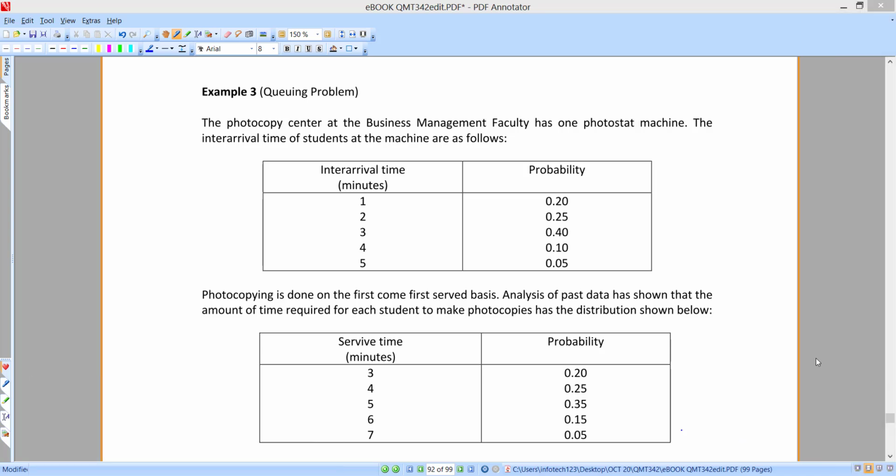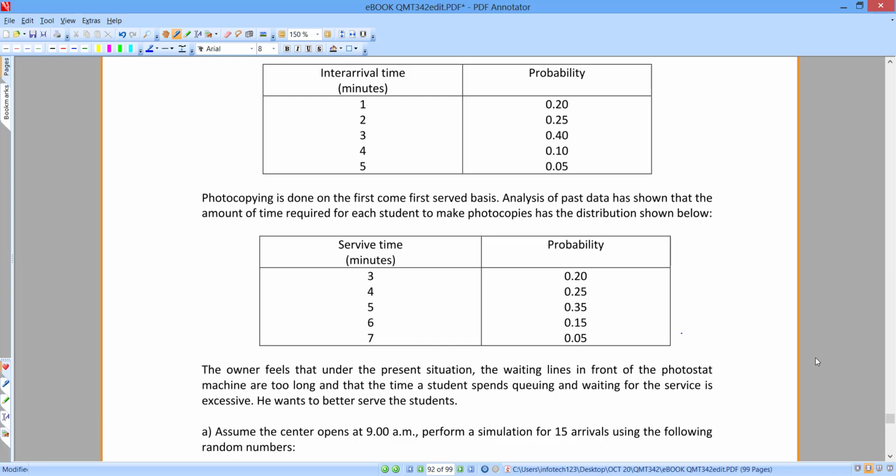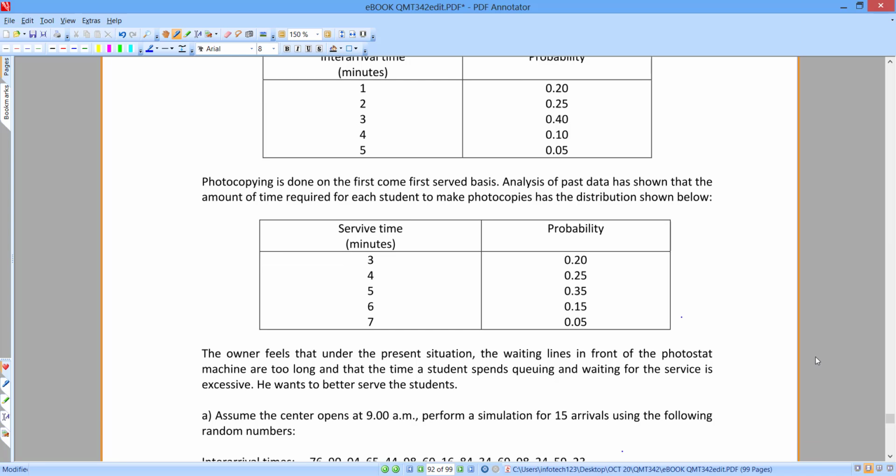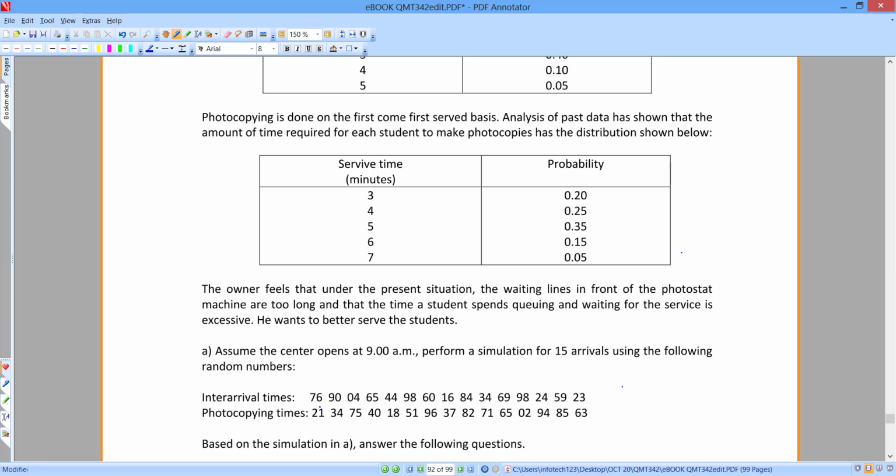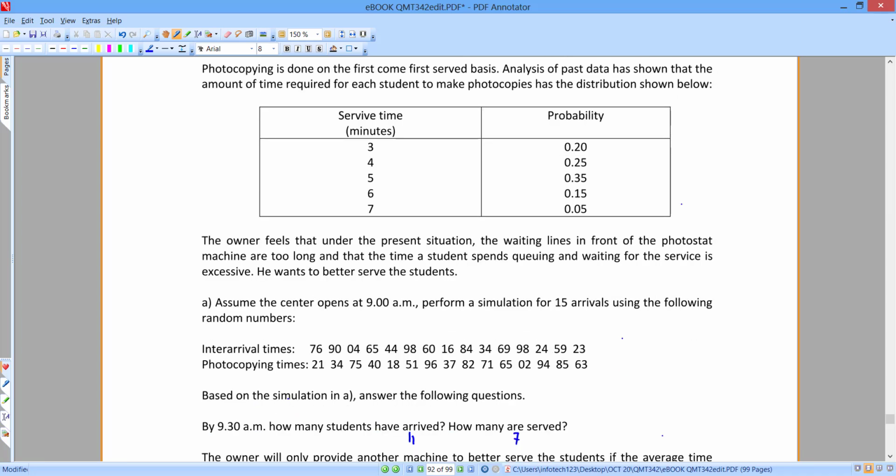distribution shown below. The owner feels that under the present situation, the waiting lines in front of the photostat are too long, and the time a student spends in the queue waiting for the service is excessive. He wants to better serve the students. Assume the center opens at 9 a.m. Perform a simulation for 15 arrivals using these random numbers for inter-arrival time and also photocopying time. Based on the simulation, answer the following questions.